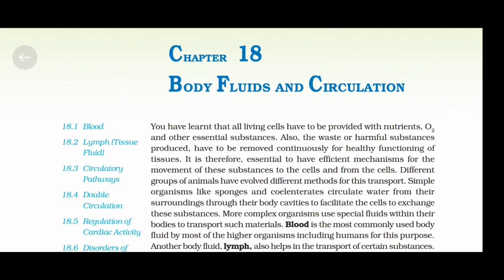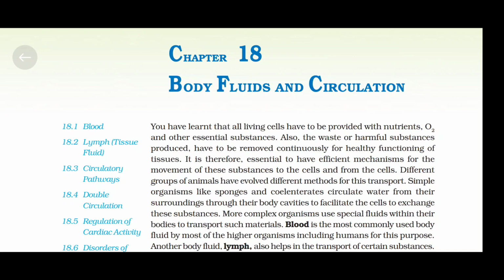Chapter 18: Body Fluids and Circulation. You have learned that all living cells have to be provided with nutrients, oxygen, and other essential substances. Also, the waste or harmful substances produced have to be removed continuously for healthy functioning of the tissues. It is therefore essential to have efficient mechanisms for movement of these substances to cells and from the cells.